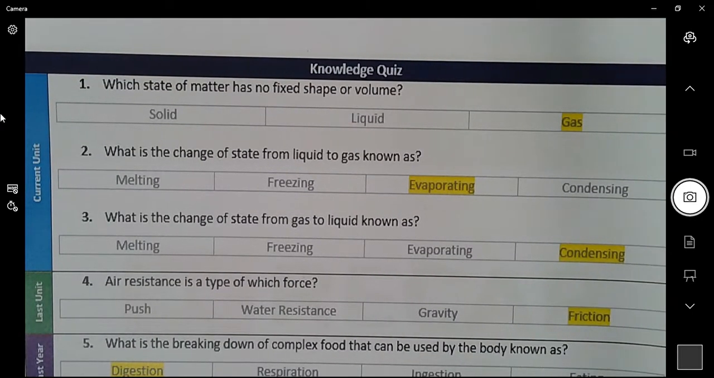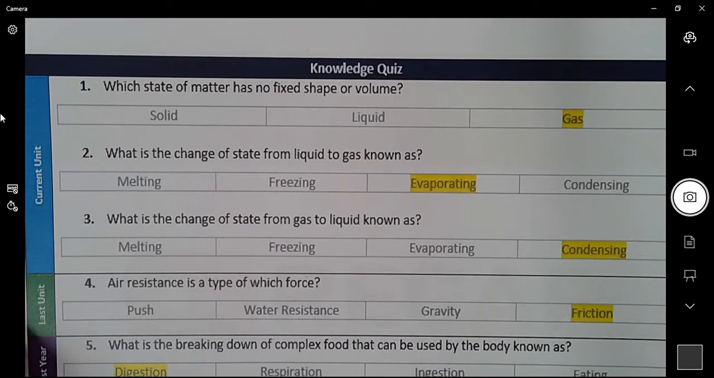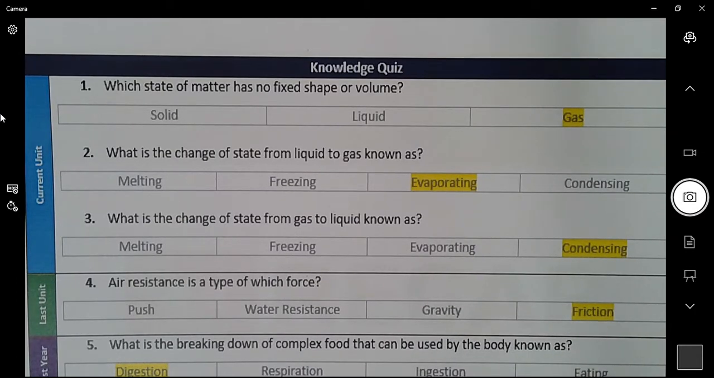So in science last unit before Christmas, we were doing resistance or friction and forces. And our question here is, air resistance is a type of which force? And it was friction force. So give yourself a tick for that.